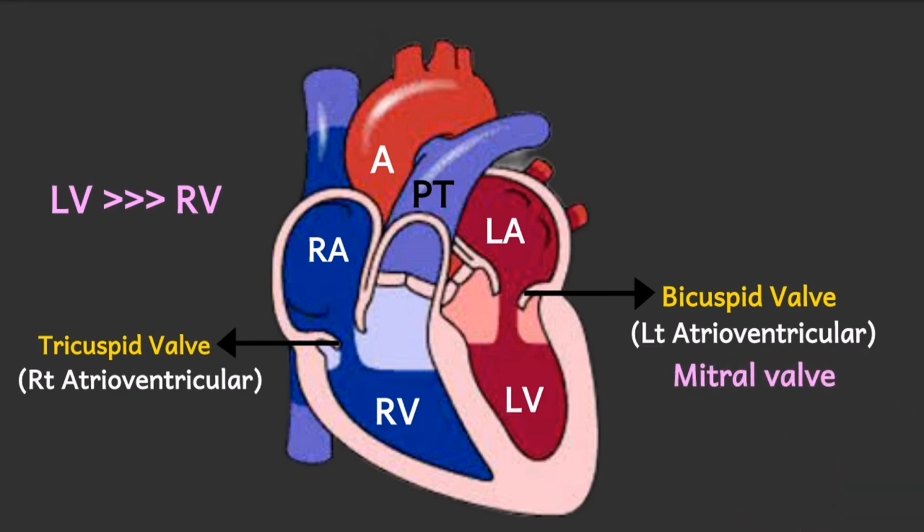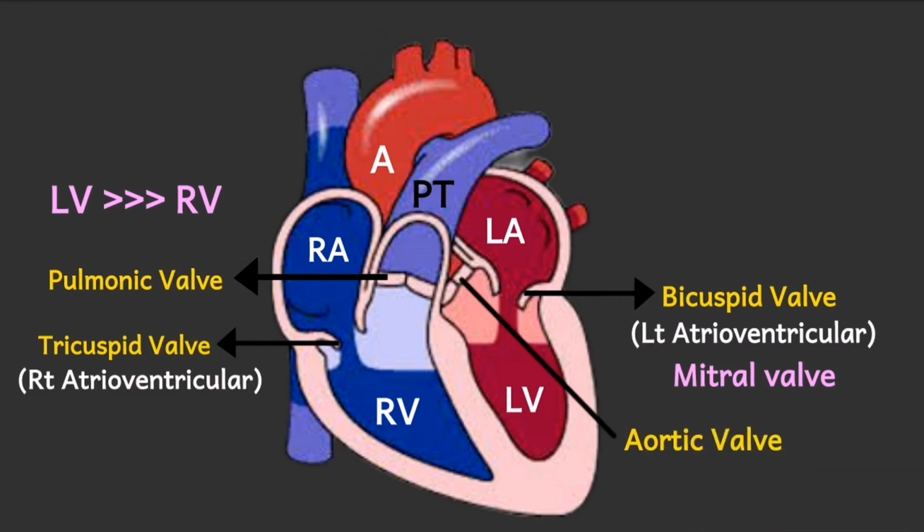The valve in the pulmonic trunk or the pulmonary trunk is called the pulmonic valve, and the valve in the aorta is the aortic valve.